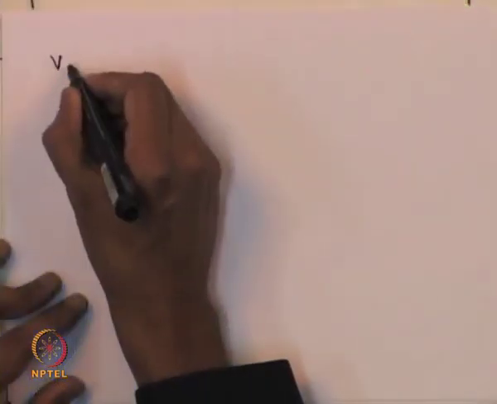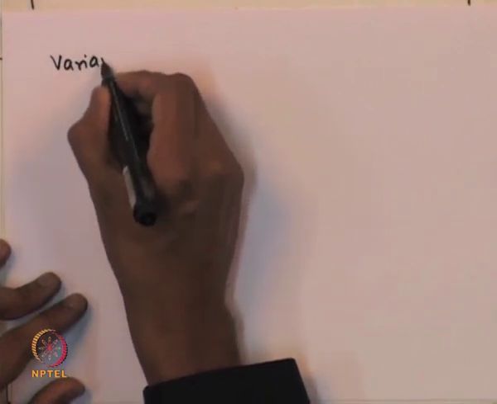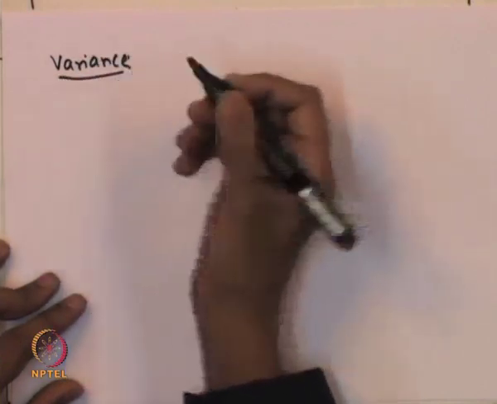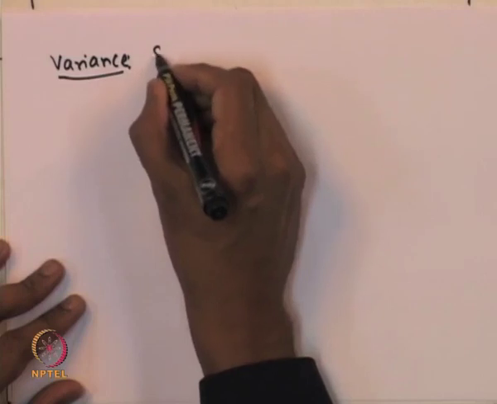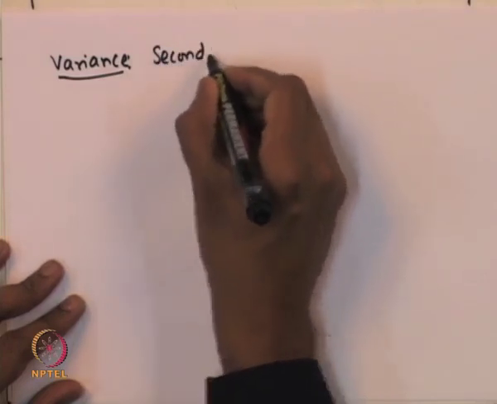So, are there other properties? And the answer is yes, there are other properties. The other property is that we can also estimate the variance of the distribution, and that can be obtained using the second moment.